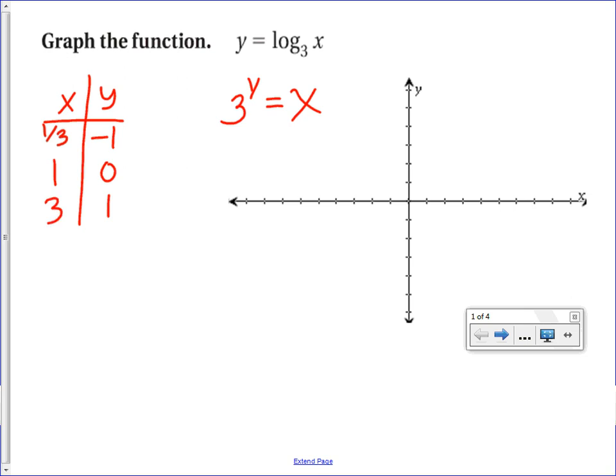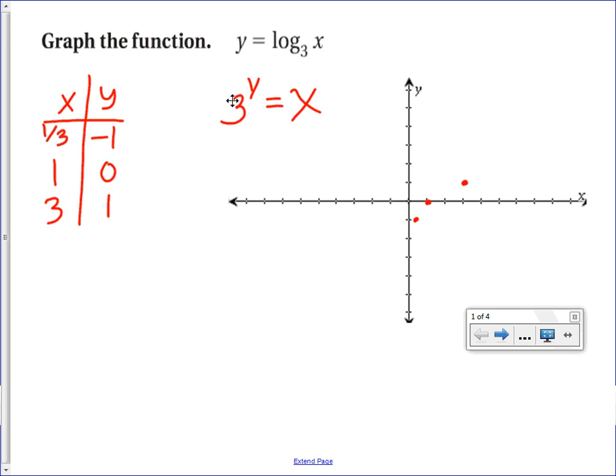And these points are going to go directly onto the graph. There's no horizontal or vertical translation here. So these points are going straight on the graph. 1/3, comma, -1, located about here. 1, 0, located about here. And 3, 1, located about here.